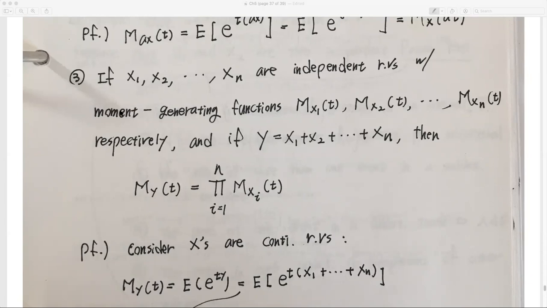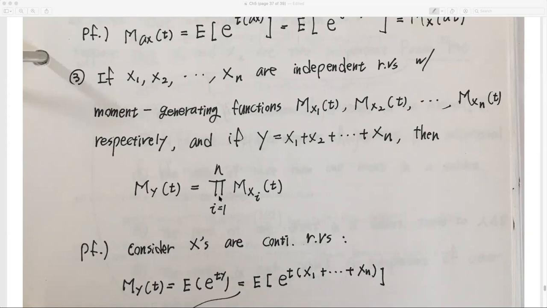Keep in mind this. Here we assume that X1 through Xn, these random variables, are independent, and their moment generating functions are M_X1 through M_Xn. Now, if Y is a new random variable defined by the linear combination, simply the sum of X1 to Xn, then the moment generating function of Y is the product of the moment generating functions of X1 to Xn. The capital letter pi means the product, similar to the sigma, but not the sum of M_Xi, but the product of M_Xi.